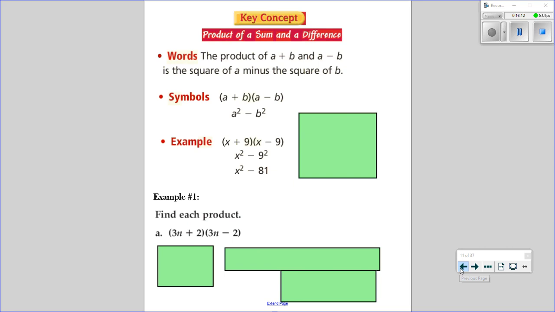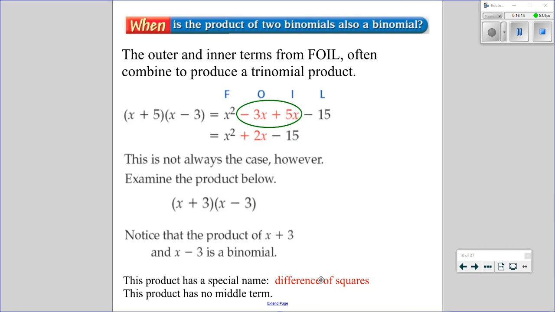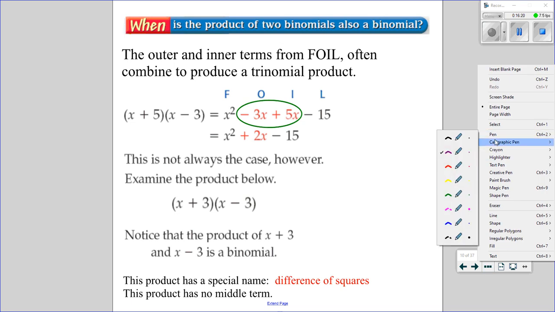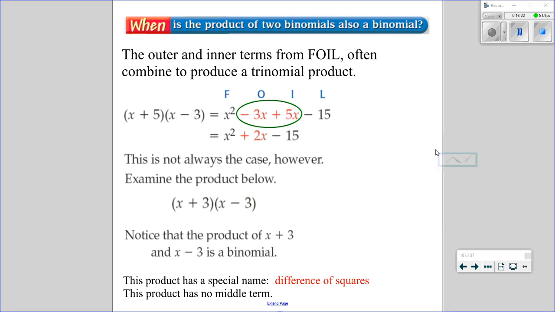Actually, I don't have an example for that one. So I'm going to use this as an example, which would make sense. So let me get that. I'm going to use the box method for this.